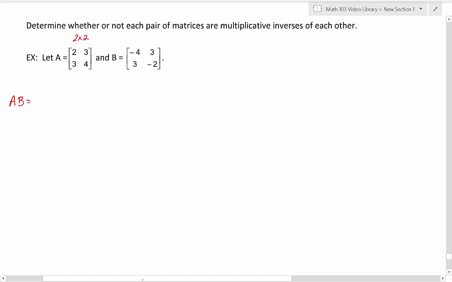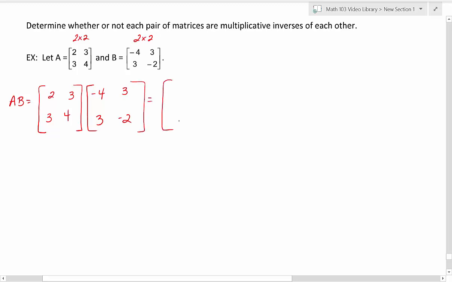Checking the dimensions, we have a 2 by 2 times a 2 by 2. The insides match, so we know we can do the multiplication. And the outside numbers will give us the dimensions of the product. So a 2 by 2 times a 2 by 2 leaves us with a 2 by 2. I'll put in some variables here just to help us reference. And now we'll multiply.